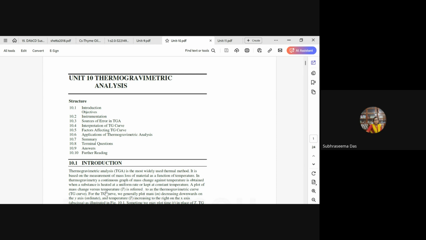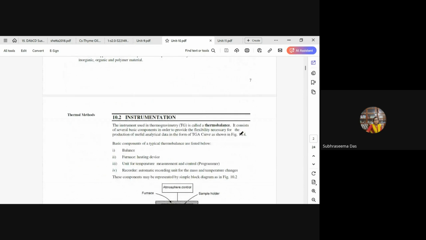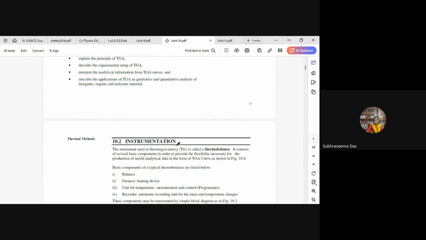So now we'll start with thermogravimetric analysis. As the name implies, this unit talks about thermal analysis and gravimetric analysis. Whenever we have gravimetry, we know that it is related to weight. So here the change in weight of a substance with respect to the influence of temperature or heat is called thermogravimetric analysis.